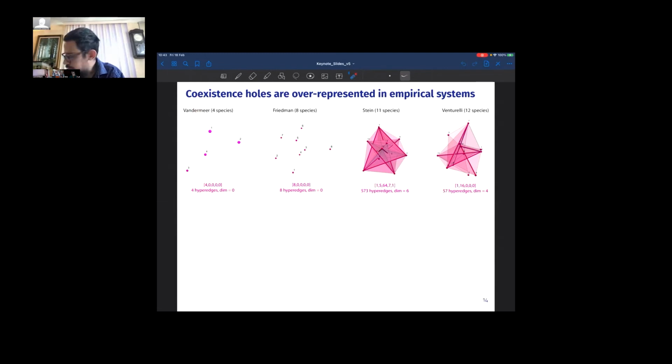Okay, thank you for your question. Okay, so this is what happens for coexistence holes, and now let's see what happens for disassembly holes. Something that you observe, for example, for the small systems, remember that Van der Meer is the smallest system. It has only 4 species.